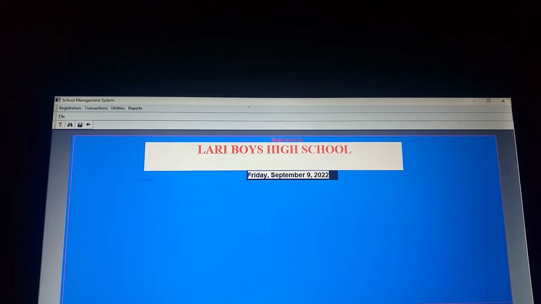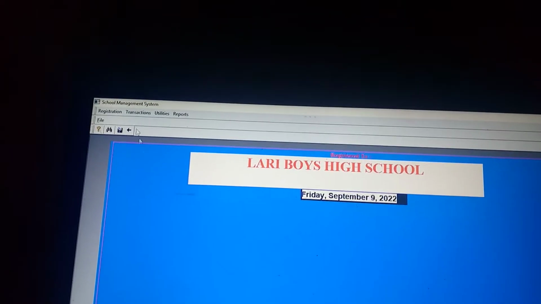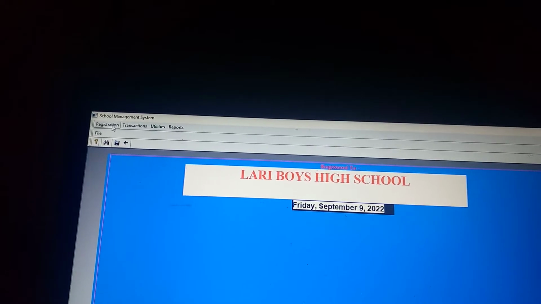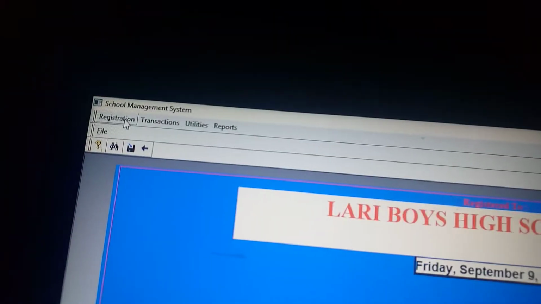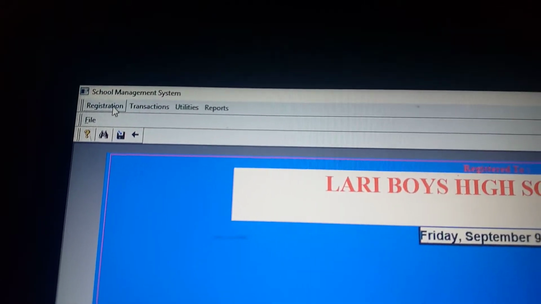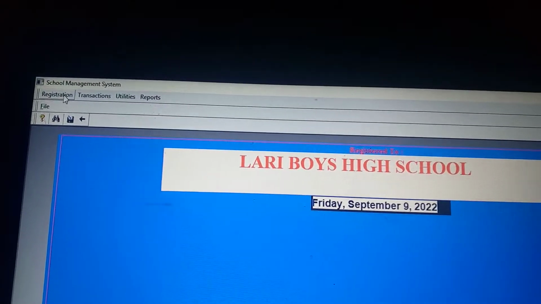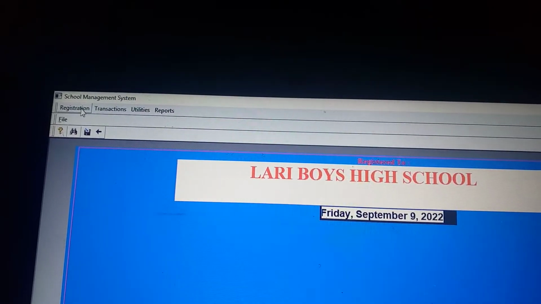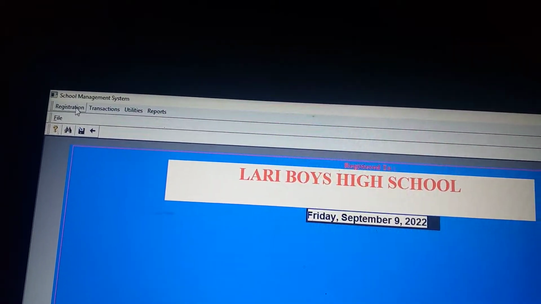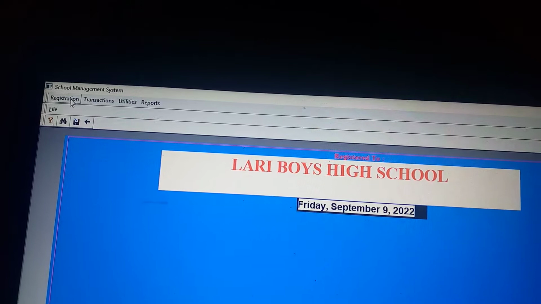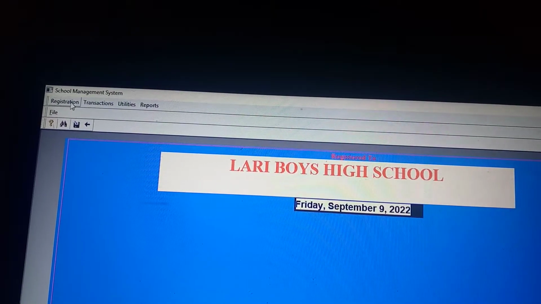Now, we would want to see how we go about our accounting system. Now we realize we have four menus above here. We have registration, we have transaction, we have utilities, and we have reports. Now our system is user friendly. You are able to go through the system without much difficulties. So we have registration, transaction, utilities, and reports.